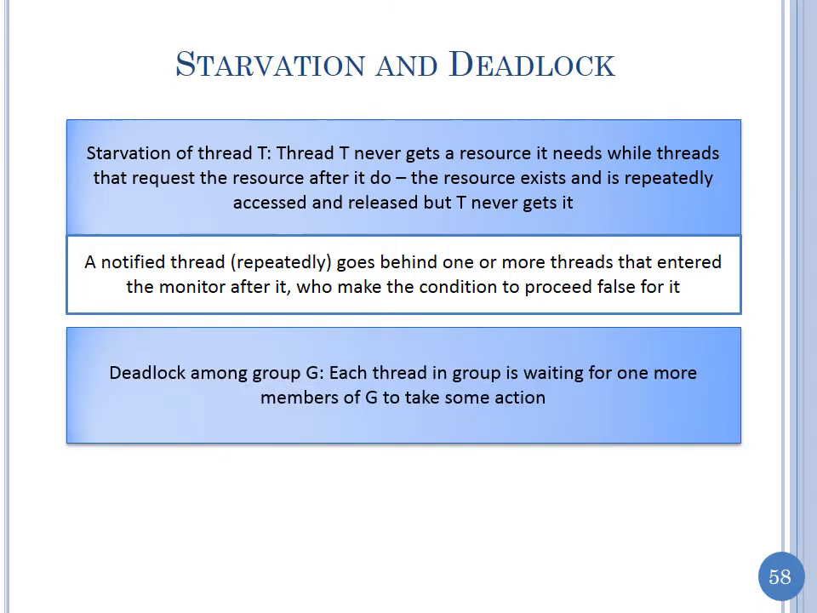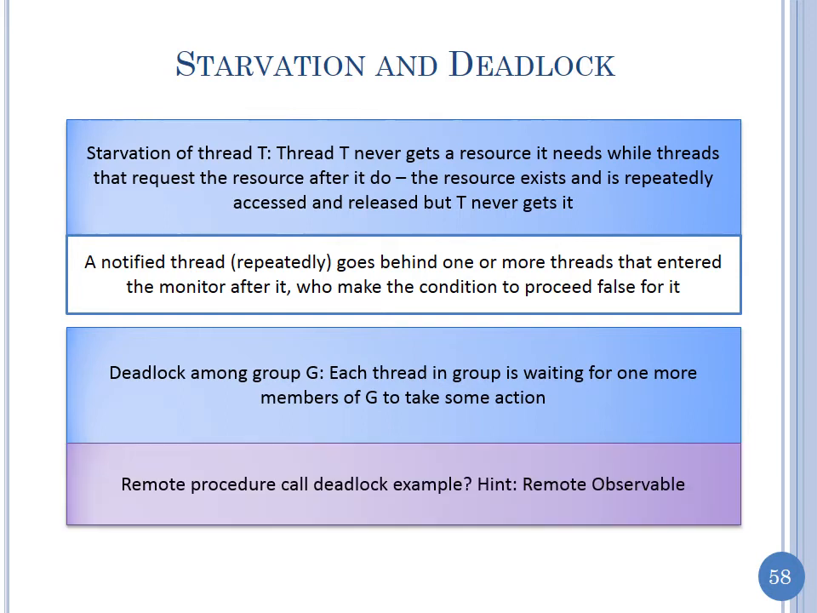Deadlock is always among a group G of processes, and each thread in the group is waiting for one or more members of G to take some action. So one is enough. And then the question becomes, and I'm very happy about this, that in the context of remote procedure calls, you all think of blocking.